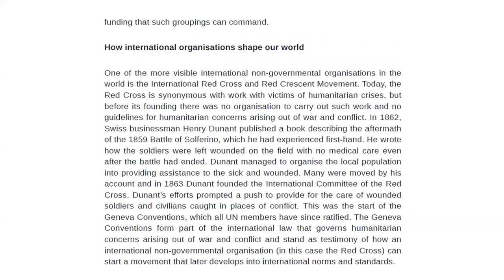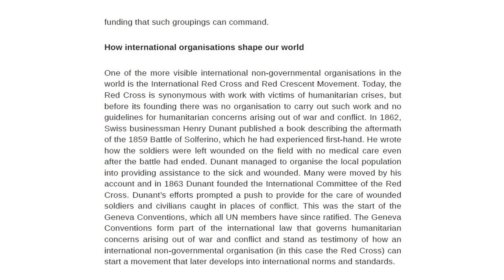Now we get into a new topic, new information. All right. How international organizations shape or mold our world. One of the more visible international non-governmental organizations in the world is the International Red Cross and Red Crescent Movement. Today, the Red Cross is synonymous, it's the same meaning, with work with victims of humanitarian crises. But before its founding, there was no organization to carry out such work. So before, it did not exist.